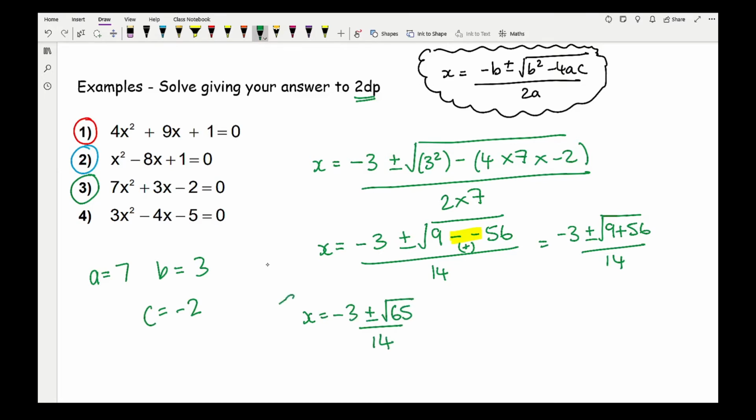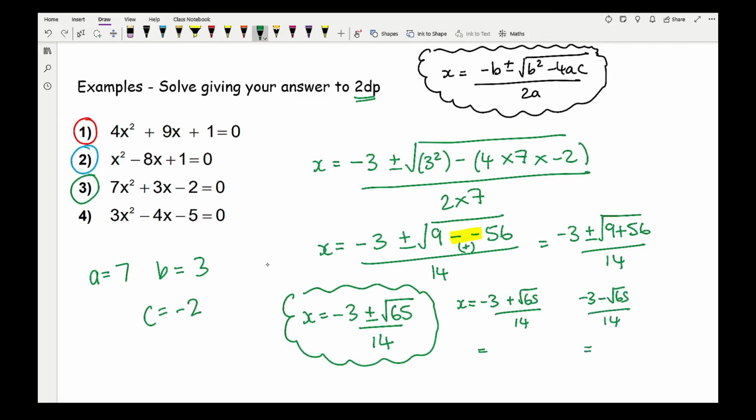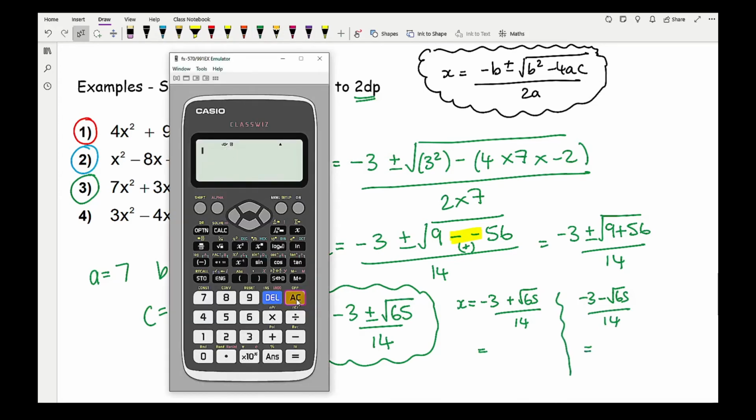Now again, once I've got it into this form, I then need to type it into my calculator. So I've got x equals minus 3 plus root 65 over 14 equals, and I've got minus 3 minus root 65 over 14 equals. And so I go straight into my calculator and type that in. So let's just clear that. So I've got minus 3 plus root 65 over 14, press equals, press SD, and I get my 0.36.